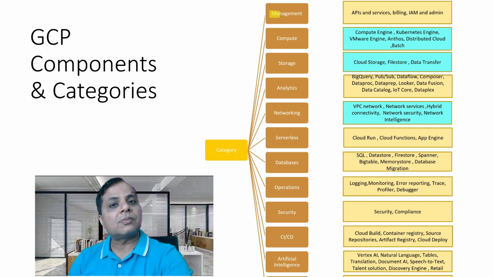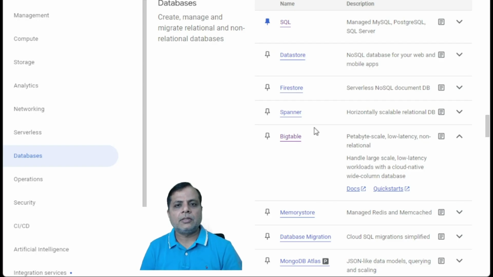The first one in this part is databases. In the databases, the first component is SQL. The SQL component basically supports relational DBs like MySQL, PostgreSQL, and SQL Server. Second component is Datastore. Datastore is a NoSQL DB and can be utilized for your web and mobile apps data.